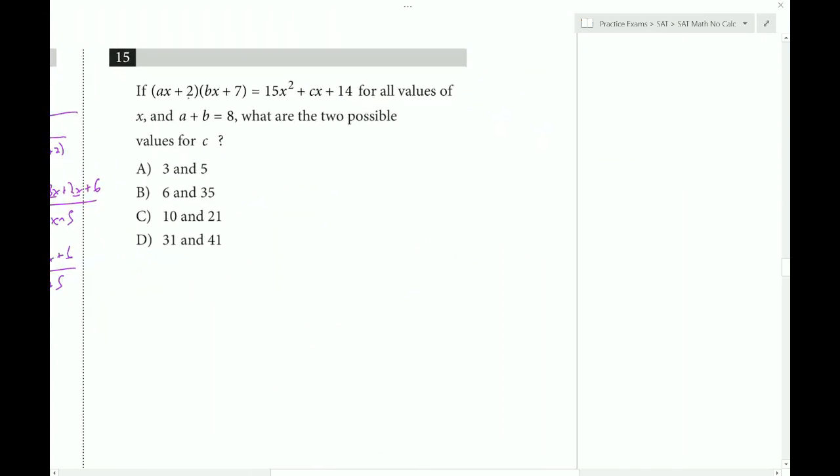Question 15. All right, so here I just need to FOIL this out, and then it would look more like what we have on this side. The other option, of course, is to factor this, but that's a lot more complicated of an option. So let's go with the foiling.